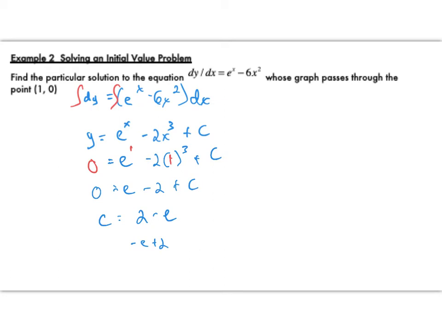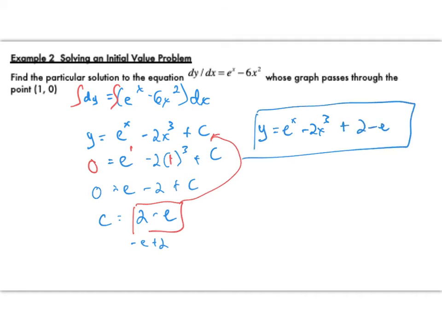Now to find what the specific or particular solution is, I'm going to take this value of c, go back up to the point where I started solving for c, and put it in there. So I've got y is equal to e to the x minus 2x cubed, and then plus 2 minus e for the particular solution. All right, pretty straightforward.